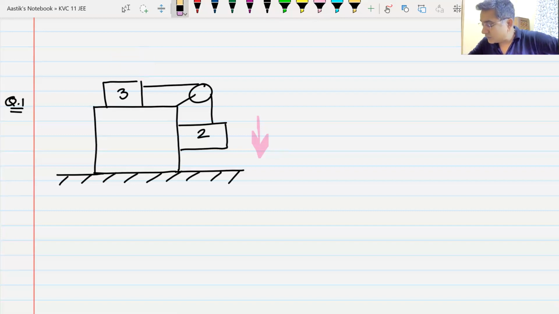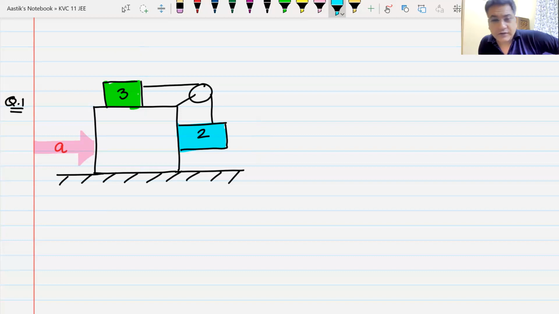Now, the question is, can I do something without touching the block so that these 2 blocks do not move? Can something be done such that these 2 blocks do not move and I can't touch them? So what I am going to do is move this bigger block with an acceleration A. And that is your question: with how much acceleration should I move this block so that the green block and the blue block remain at rest with respect to the bigger block? Everyone understands the question?